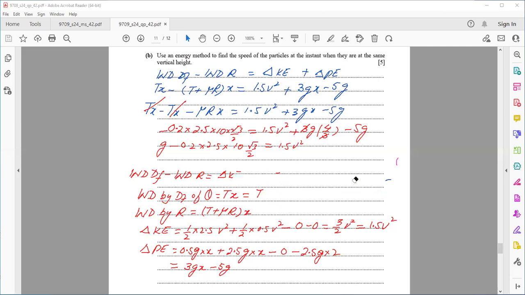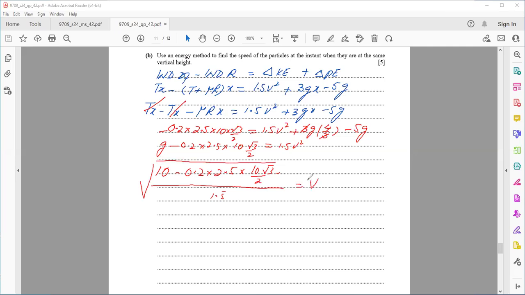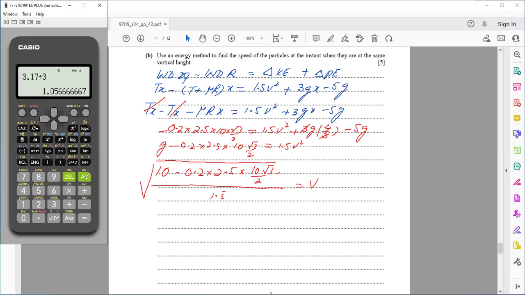I have to find the value of v from here. So I have to use the calculator a lot. What will be the value over here? The g is 10 minus 0.2 into 2.5 into 10 root 3 by 2, divided by 1.5, whole under root. That's the value of v. Now I have to use the calculator, so I will make it all clear.